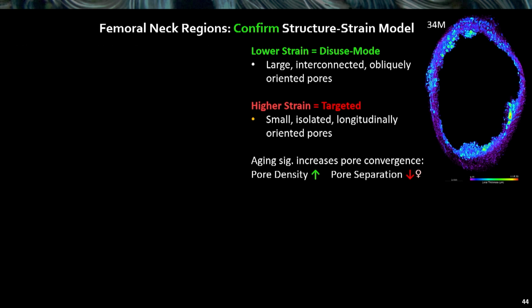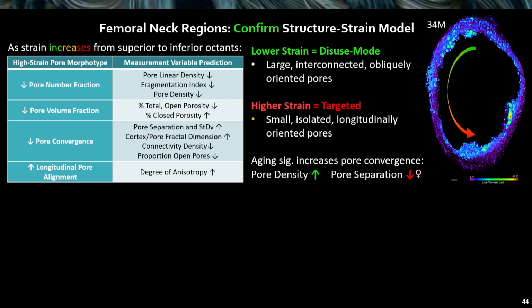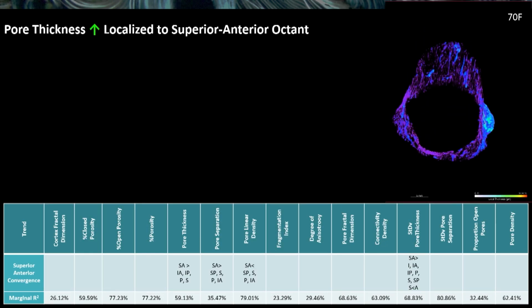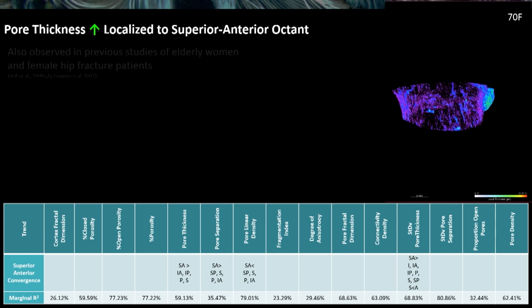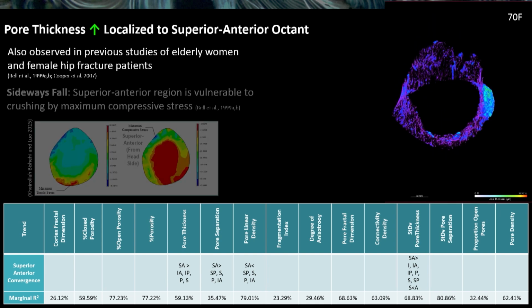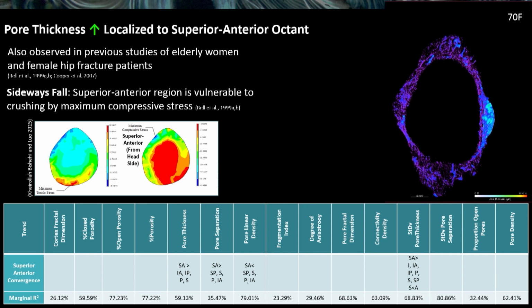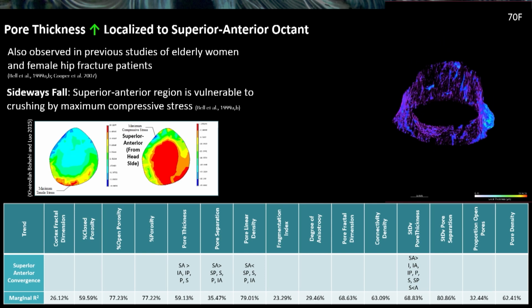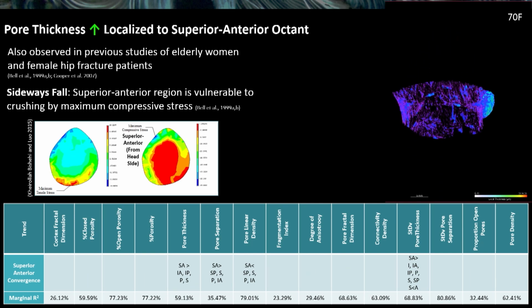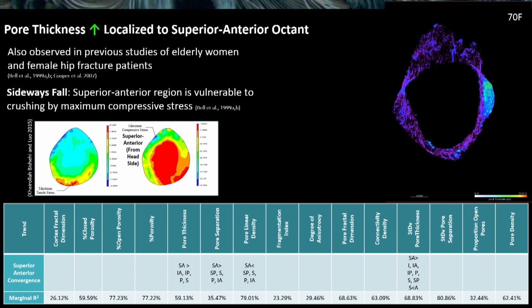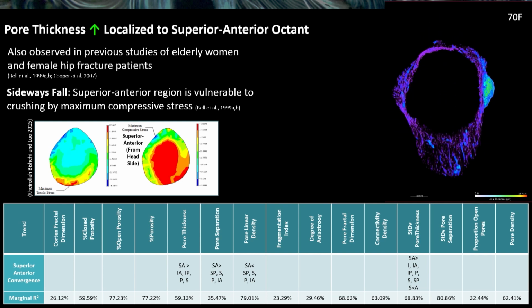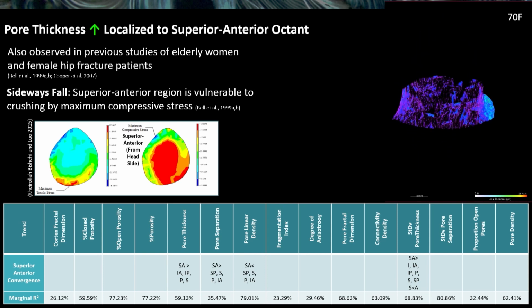And this was dysregulated with age by increases in pore density and decreases in pore separation, implying pore convergence. Pore thickness was often localized to the superior anterior octant, which has also been found in previous studies. And this is, unluckily, the region that is particularly vulnerable to crushing during a sideways fall. So vulnerable individuals who have this apposition in old age may be particularly vulnerable to fragility fractures from just falling over sideways because there's a giant gap right where that compressive stress is at its maximum.